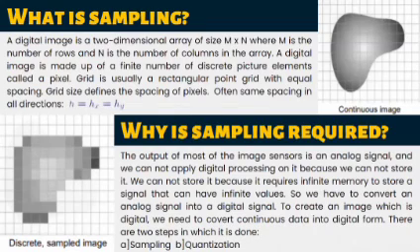The output of most image sensors is an analog signal, and we cannot apply digital processing on it because we cannot store it. And we cannot store it because it requires infinite memory to store a signal that can have infinite values. So we have to convert an analog signal into a digital signal. To create an image which is digital, we need to convert continuous data into a digital form. There are two steps for doing it: sampling and quantization. Next slide.